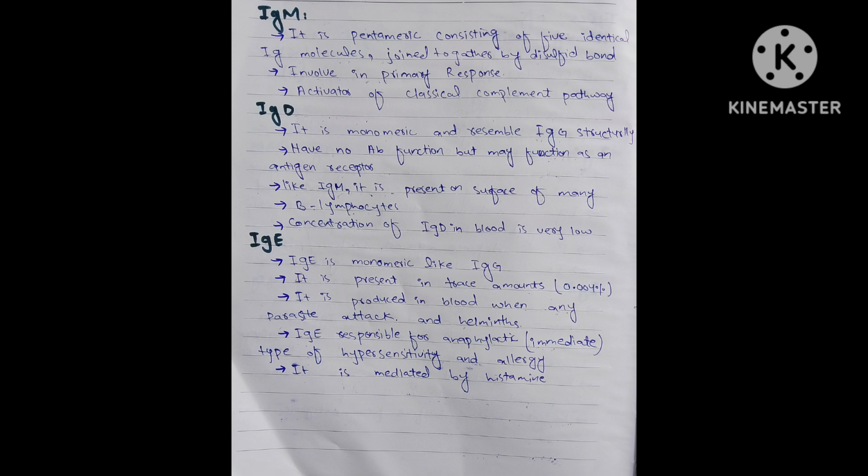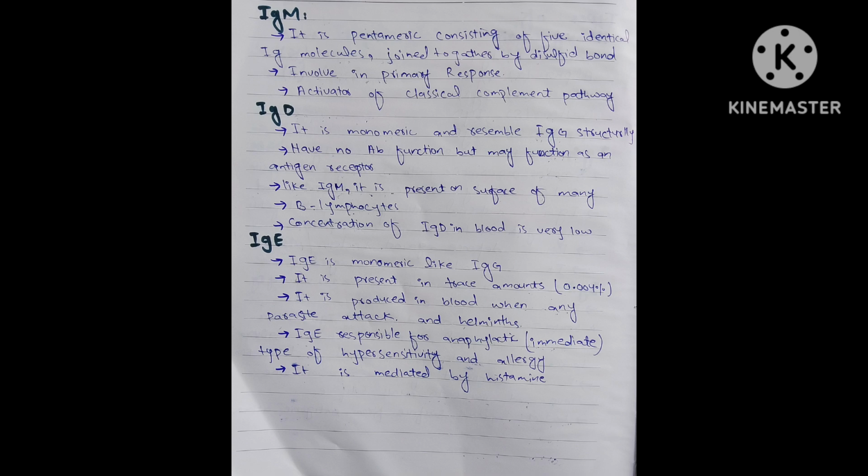Further, we move to IgM. It is a pentamer consisting of 5 identical immunoglobulin molecules joined together by disulfide bonds, involved in the primary immune response. It is the activator of the classical complement pathway.